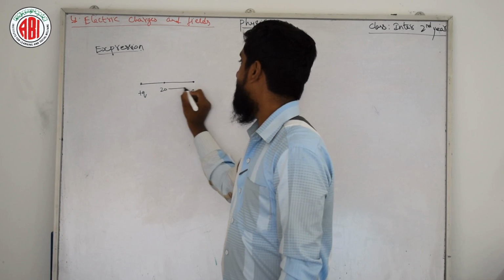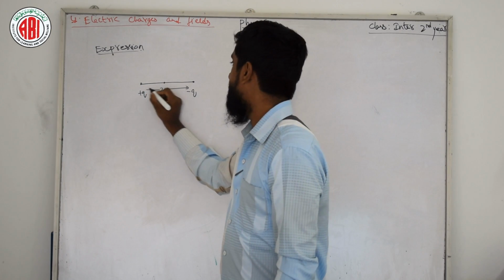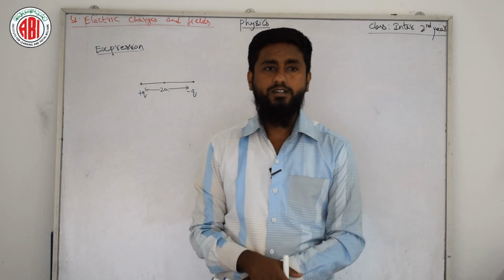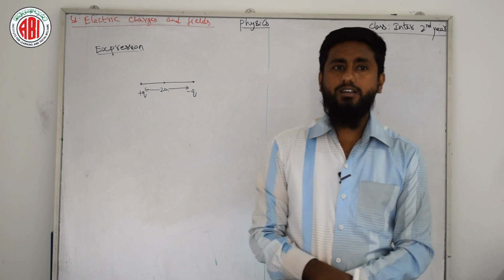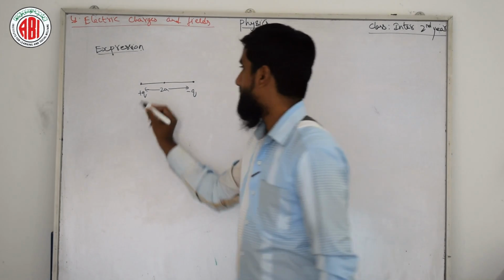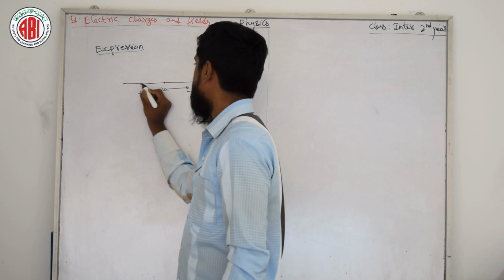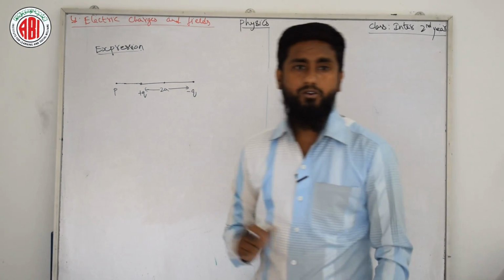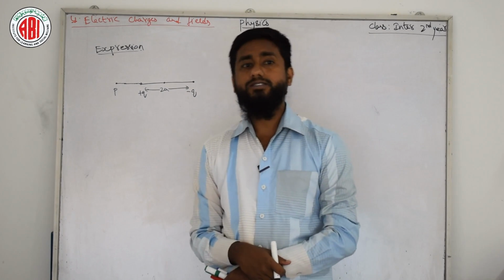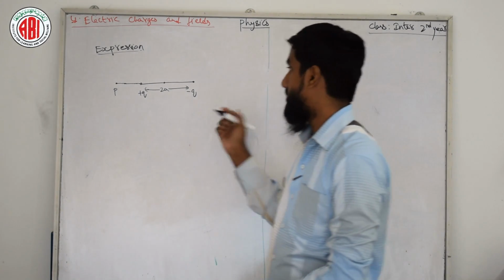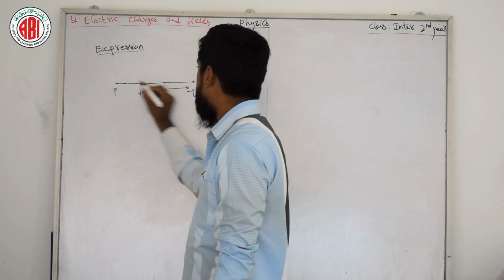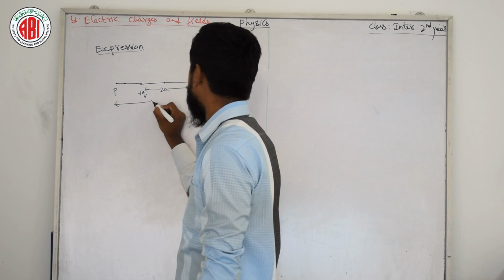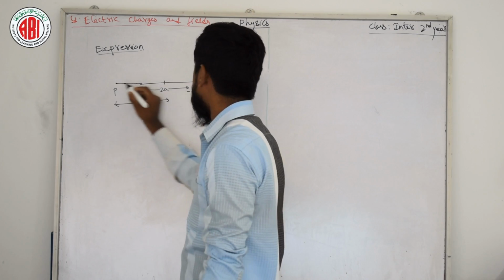What is a dipole? All the students and viewers, we know that a dipole is nothing but a combination of positive and negative charge. Now assume a point on the axial plane. Consider this point P on the axial plane, separated by a distance r from the center of the dipole. That means from here to here we have distance r.